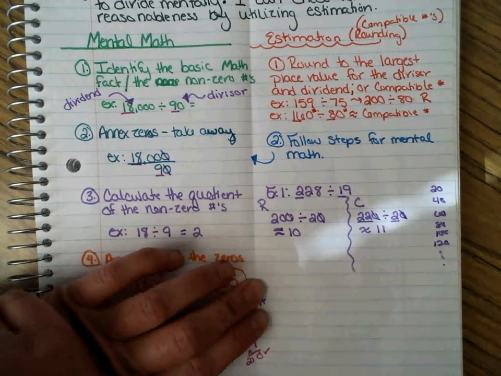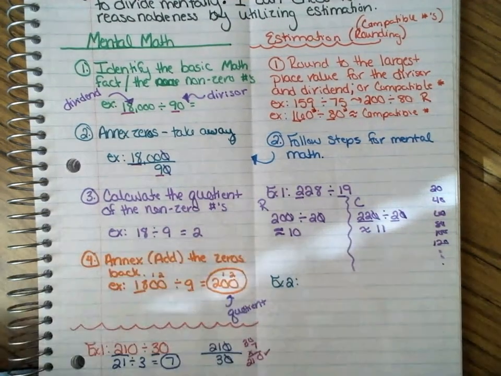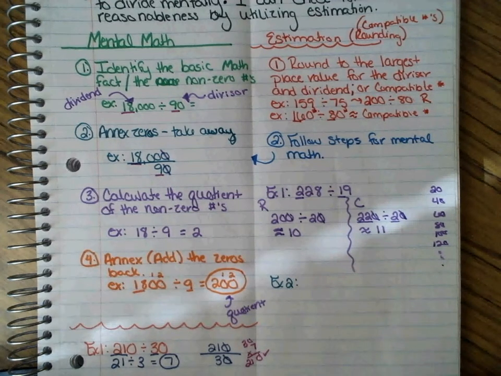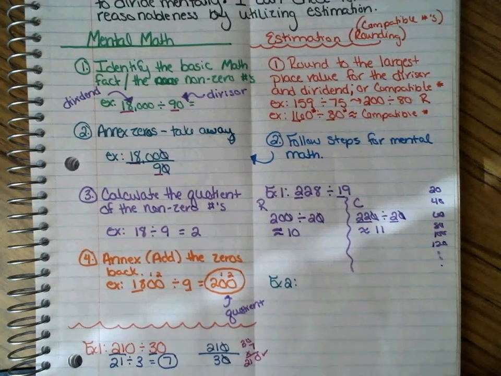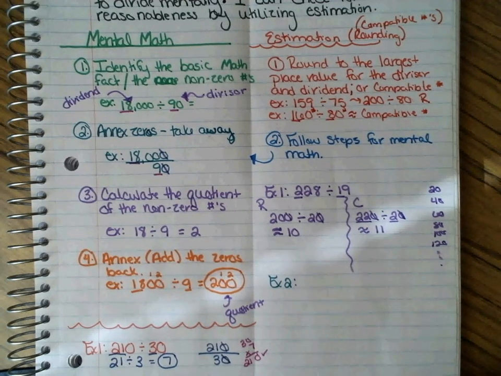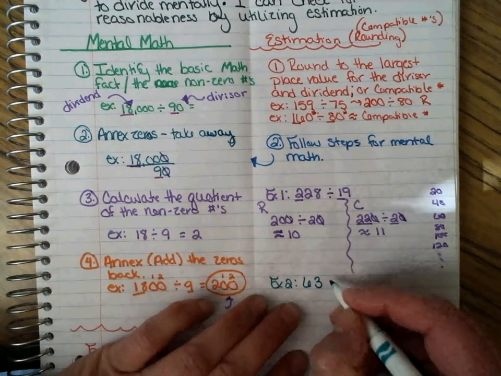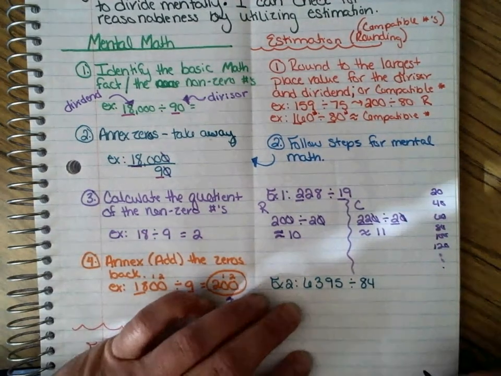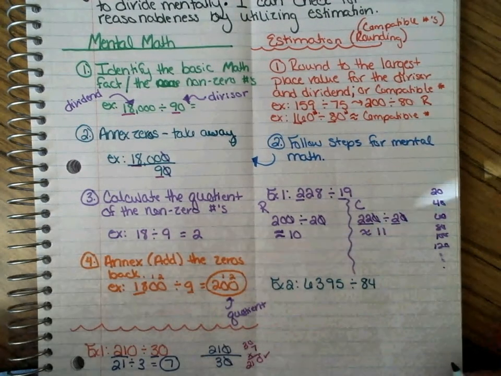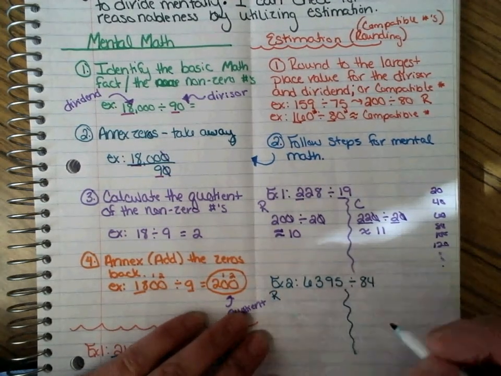Okay, this is part 2 of our notes. We have example number 2 now. So let's look at example number 2. So let's go. 6,395 divided by 84. Okay, so here we go. We're going to have our split here between rounding and compatible numbers.